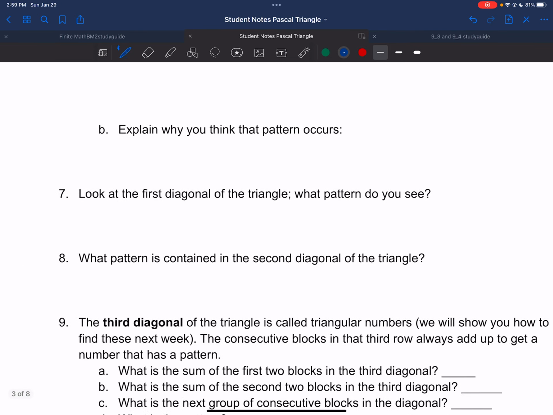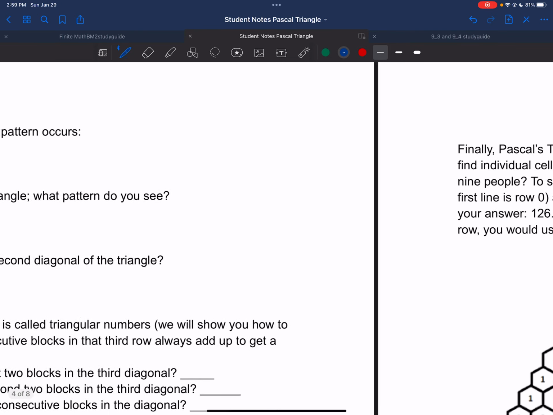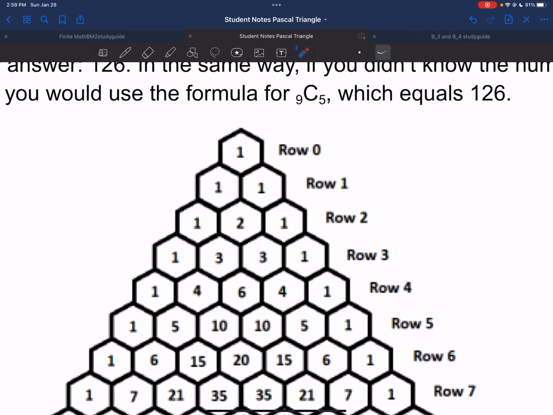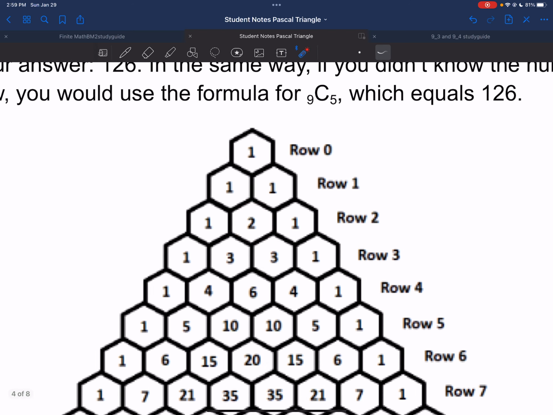Explain why you think that pattern occurs. Well, let's take a look at one here, right? What happens is when I'm given a number, so let's look at this 2 right here, okay? The 1 that's above it goes down to add to get that 1 that's there, but then it also contributes to that 2. And this 1 contributes to that 2 and also contributes to the 1. So every number above it is used twice in finding the sum of the one below it.